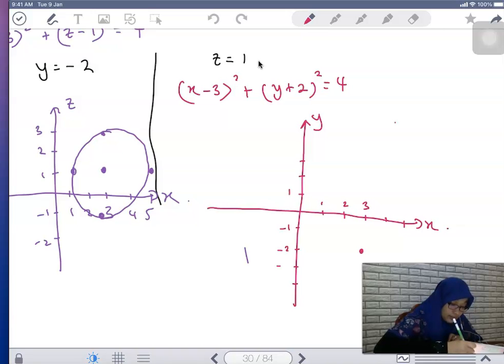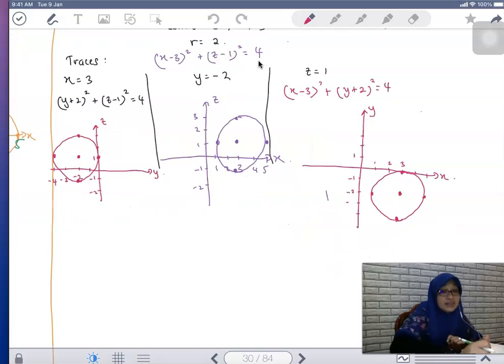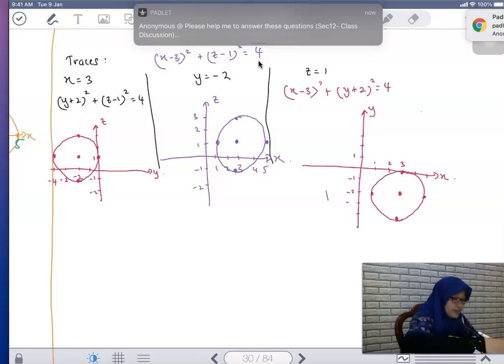here. Radius 2. So 1, 2, 1, 2 here and here. So then we have that. Okay, so now based on the 3 circles, we have to combine them all together on the same 3D system.